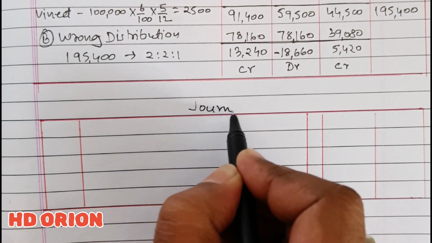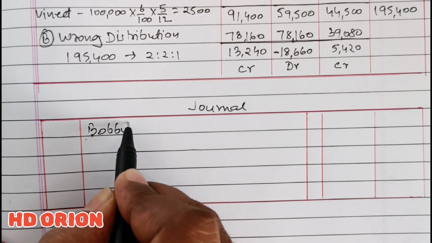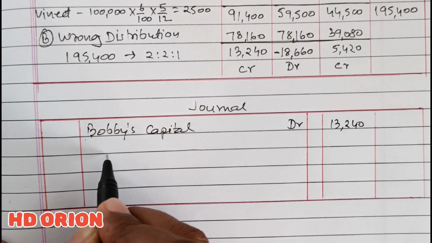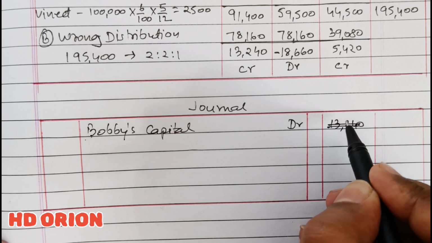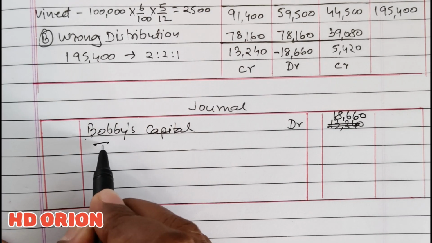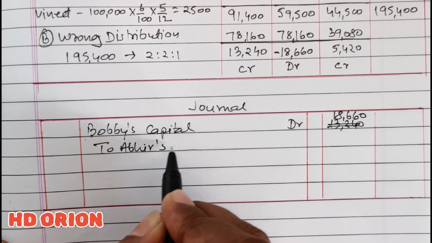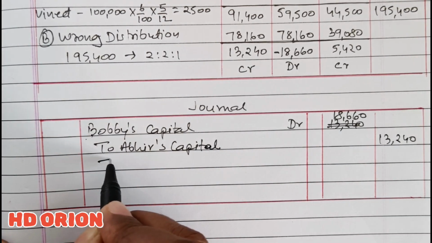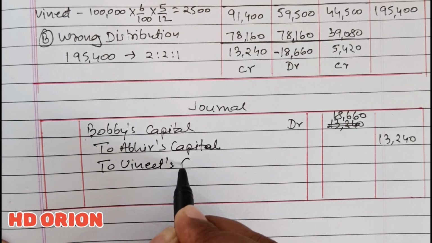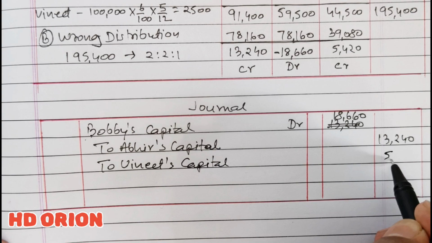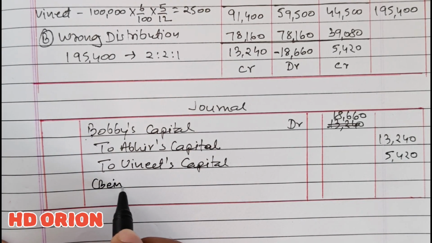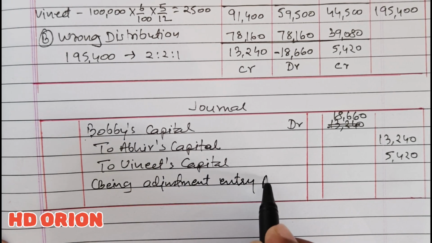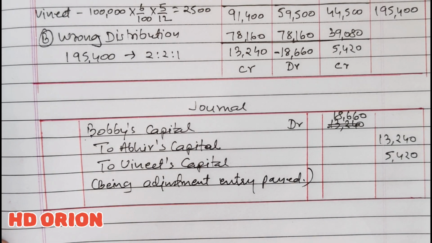So journal: Bobby's capital account, because capital accounts are fluctuating, and therefore 13,240, not 13,000, it is Bobby is 18,660 to Abhir's capital account, it is 13,240, and to Vineeth's capital, rupees 5,420, being adjustment entry passed. So this is the solution for the question.